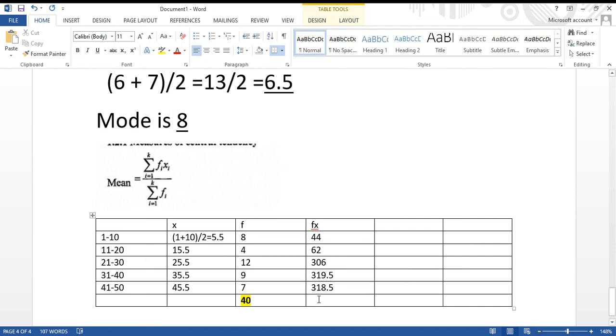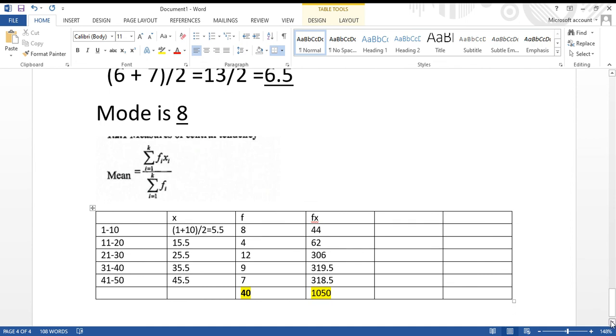Then here, for fx, we're going to total it up also. We'll say 44 plus 62 plus 306 plus 319.5 plus 318.5. We're going to get 1050. Are we also getting that value when we tally up these numbers? Is everyone getting these values? Yes.